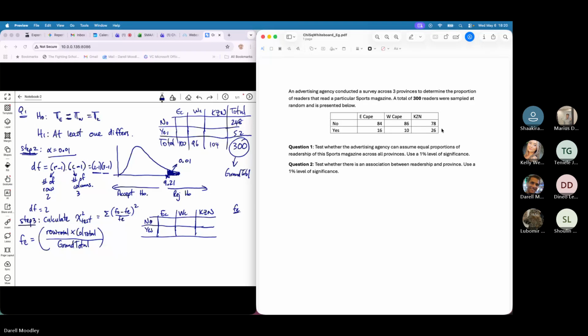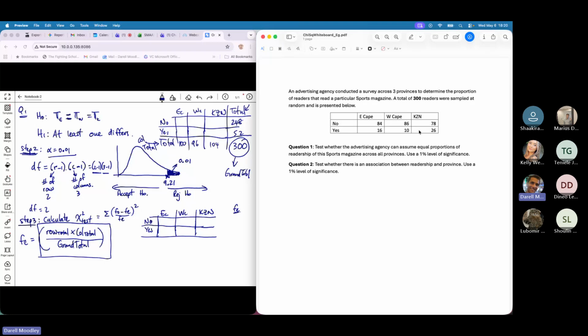The values that you have here, this is your column total. And here, this is your row total. So to use this formula, you just use these totals that we just calculated.